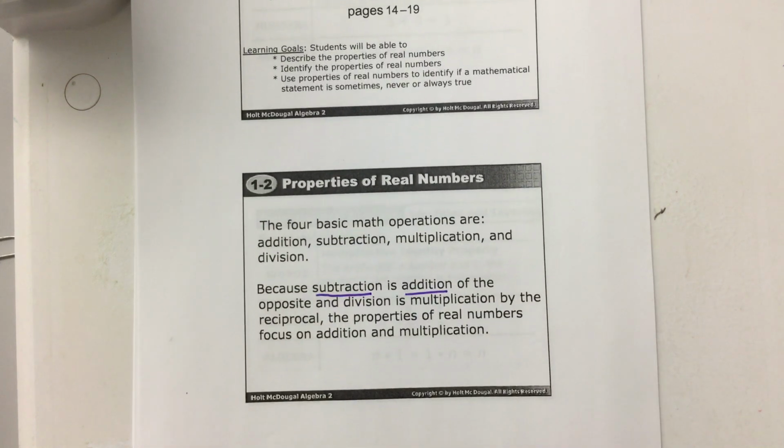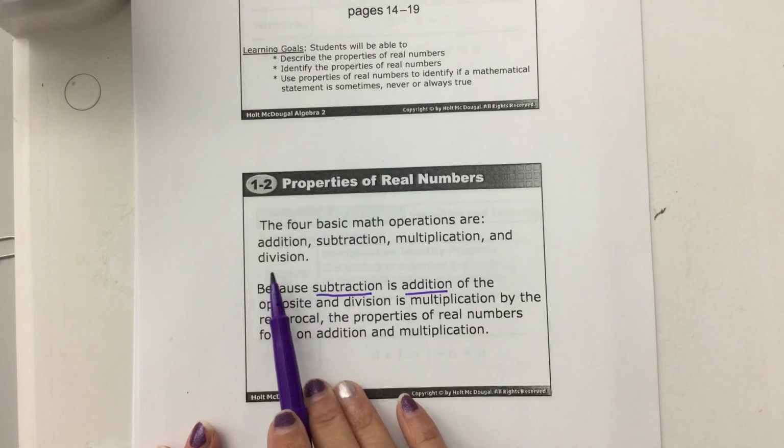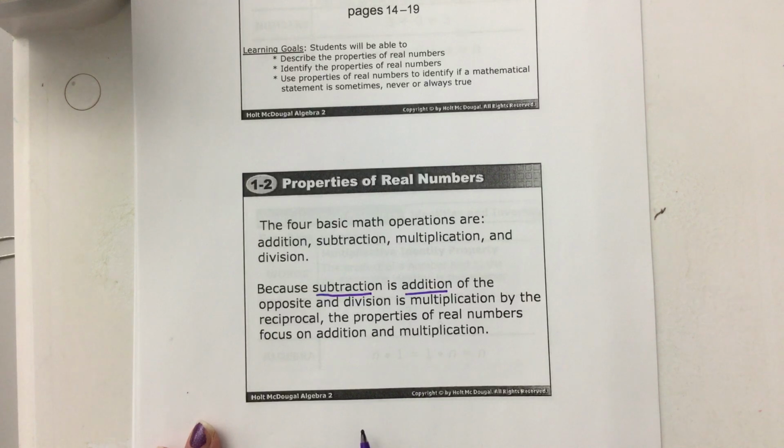The four basic math operations include addition, subtraction, multiplication, and division. But the cool thing is subtraction is actually a form of addition. It is addition of the opposite. And division is actually a form of multiplication. Division is multiplication by the reciprocal. And so knowing that subtraction is a form of addition and division is a form of multiplication, when they look at properties of real numbers, they only look at addition and multiplication. Kind of a cool little tip there.